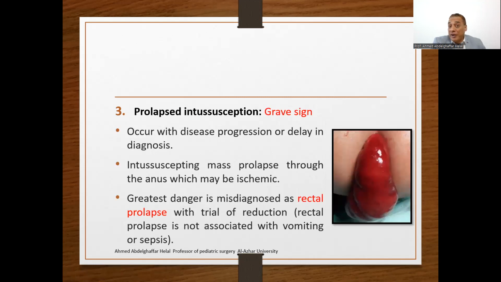Number three, which is a grave or dangerous sign, is a prolapsed intussusception. It occurs with disease progression or delay in the diagnosis. The intussuscepting mass prolapses through the anus, and it may also be ischemic. The great danger is to misdiagnose prolapsed intussusception as a rectal prolapse, and you are going to try reduction of rectal prolapse.